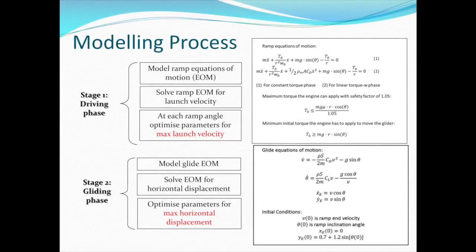Ramp equations are solved to find end ramp velocities. For each angle, different motors are used, and the one that provides the maximum velocity is selected. Friction between the wheels and the ramp was neglected.